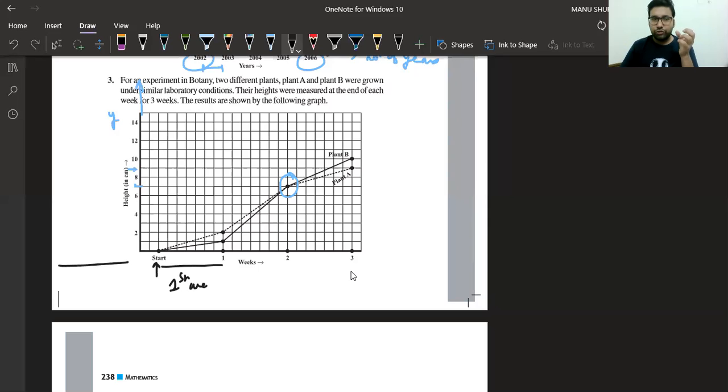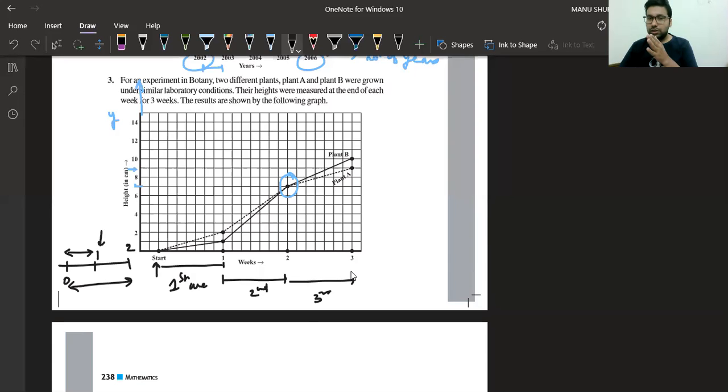It is the same as a scale. On a scale also, you have 0 at the start and you have 1 over here. It is not that this is 1 centimeter; 1 centimeter is this distance. 1 centimeter is from 0 to 1, 2 centimeters is from 0 to 2, 3 centimeters is from 0 to 3, that way. So this is the first week, this is the second week from 1 to 2, and this is the third week.